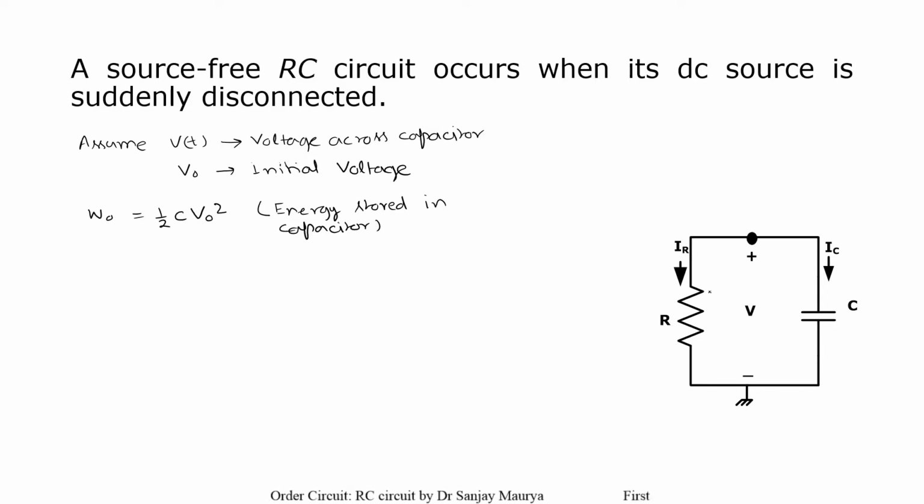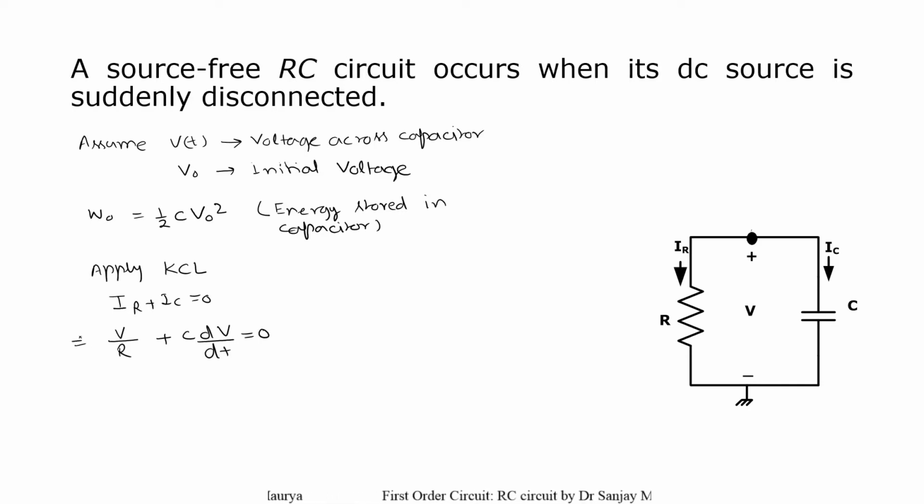Now I am applying the KCL at this point. So applying the KCL, I can write down the sum of outgoing currents IR and IC will be equal to 0. As we can see that this is at the higher potential, so the current will be going from the higher to lower potential. So I can write it down, IR plus IC is equal to 0. And IR is V divided by R and IC is C dV by dt.